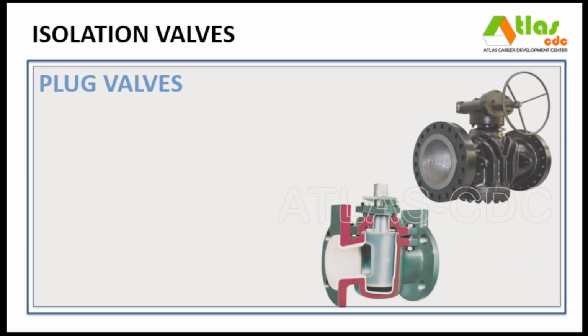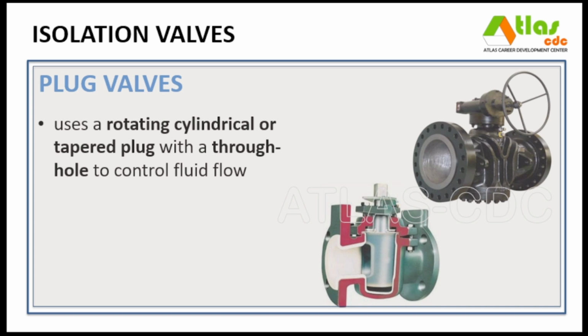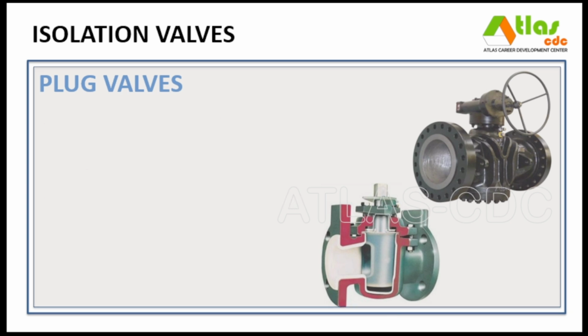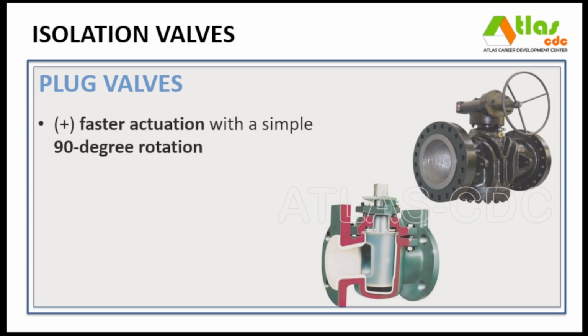A plug valve uses a rotating cylindrical or tapered plug with a through hole to control fluid flow. When the plug is turned, the hole aligns or misaligns with the pipe, allowing or blocking flow. Its function is for quick shutoff and it offers faster actuation with a simple 90-degree rotation. Plug valves often have a smaller footprint and can handle slurries and corrosive fluids with proper lining.